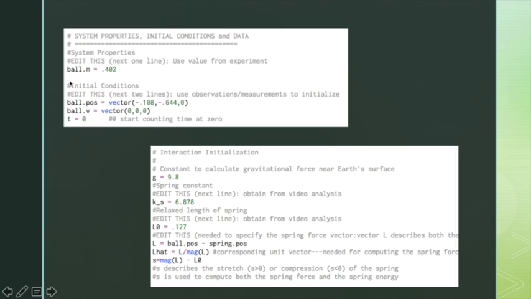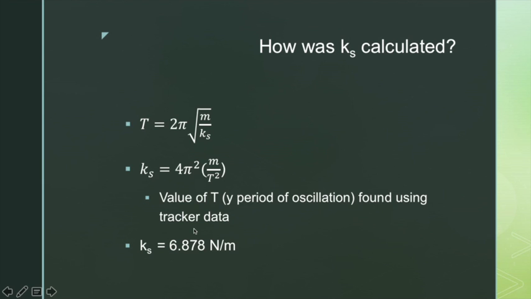Here is some initialization code. Mass was given, initial position and velocity were derived from Tracker data. Here are the values I calculated for spring stiffness and the relaxed length of the spring.